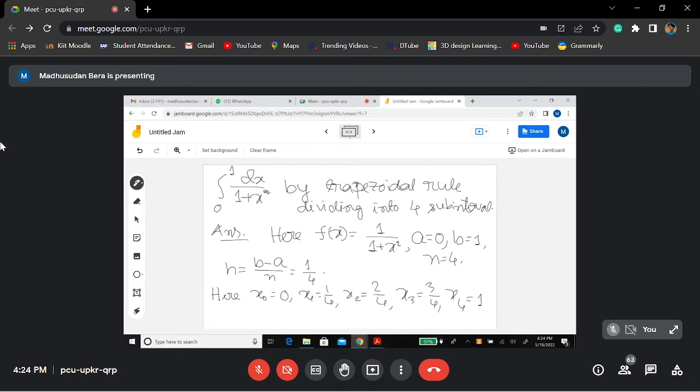Now we have to write the corresponding functional values. So what is f0, the functional value at the point x0? So f of 0. What is f of 0? 1 by 1 plus 0 square, that is 1.